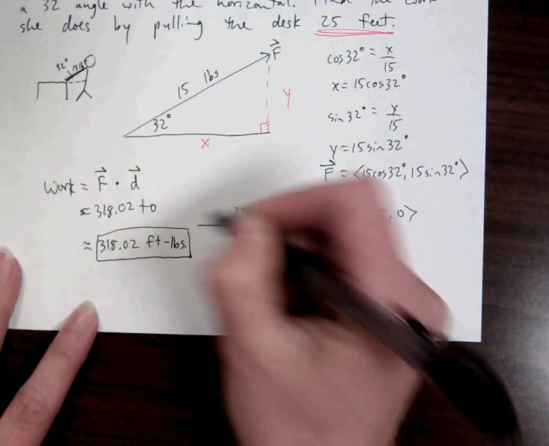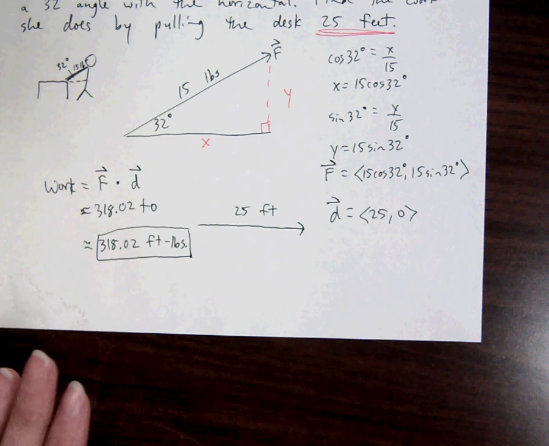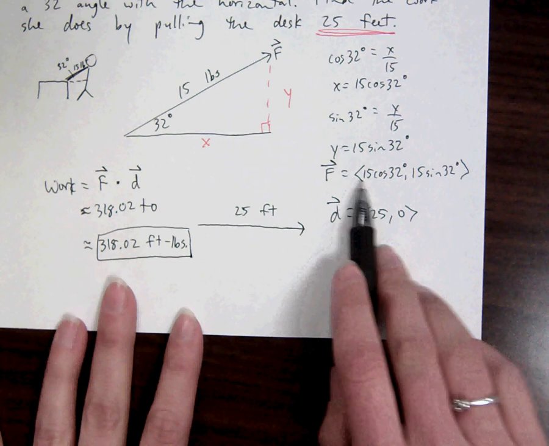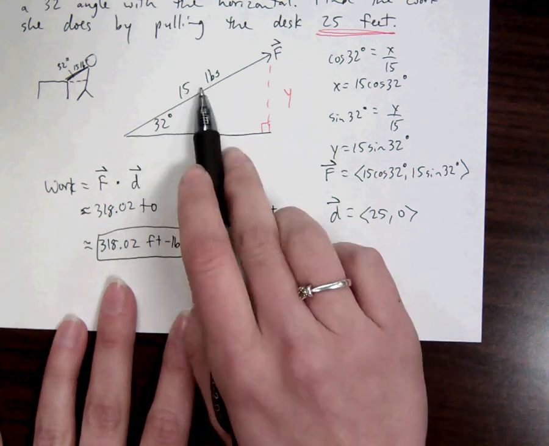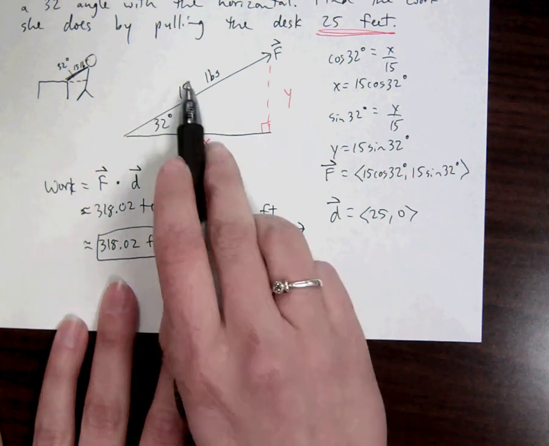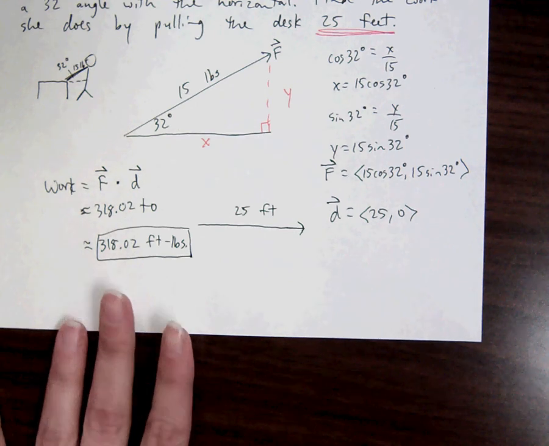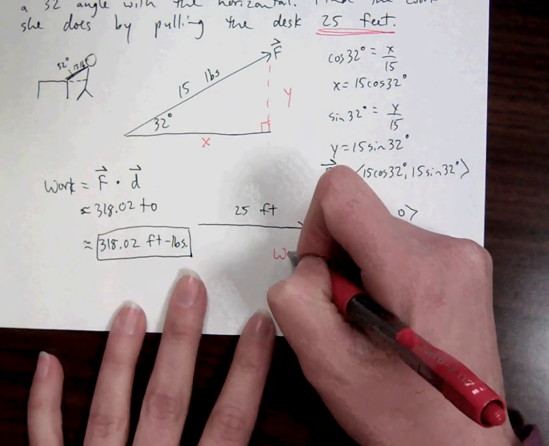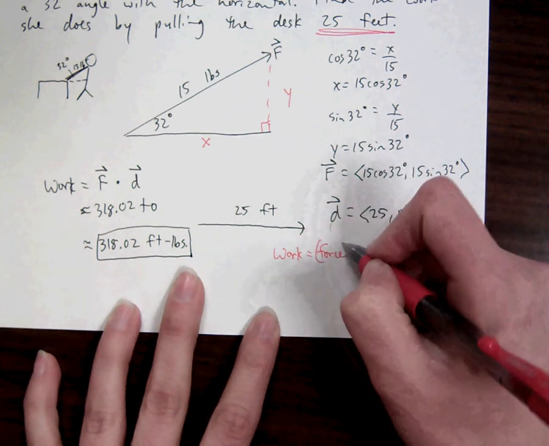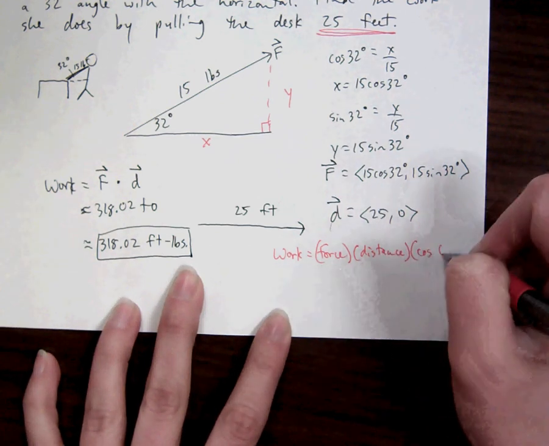Now, the shortcut. That was using dot products and understanding the picture. If you notice, and this is what's going to happen every time, we ended up taking the force that was given in the problem, the 15 pounds. We ended up taking the distance that was given in the problem, 25 feet. We multiplied those things together and by the cosine of the angle. So there's always another formula, and this is what they would give you in physics. They would tell you work is the magnitude of the force times the magnitude of the distance times the cosine of the angle.